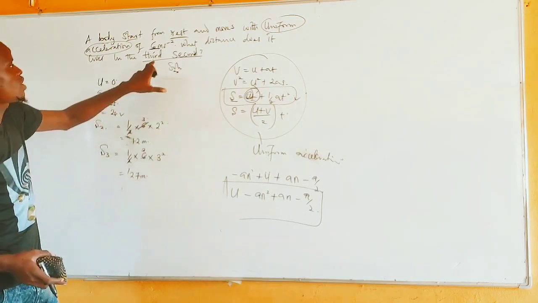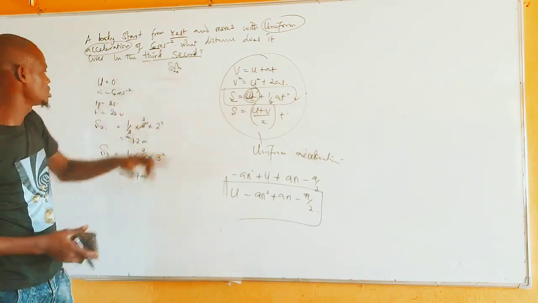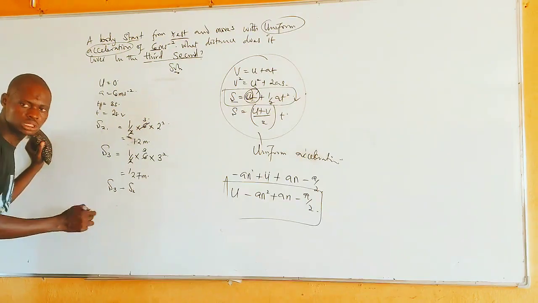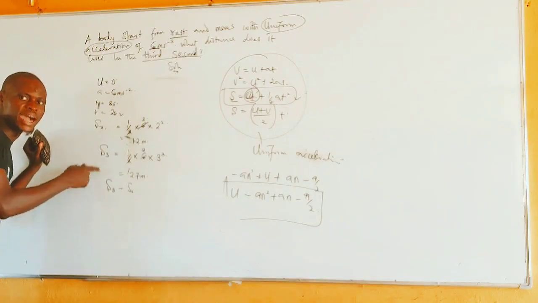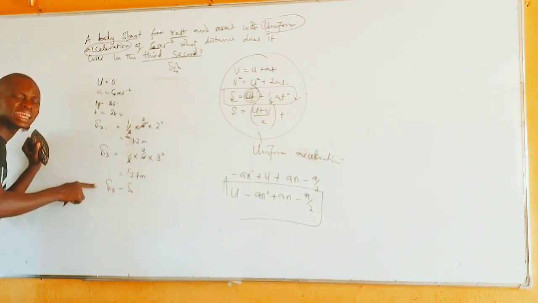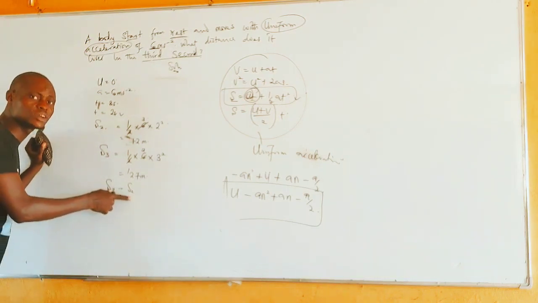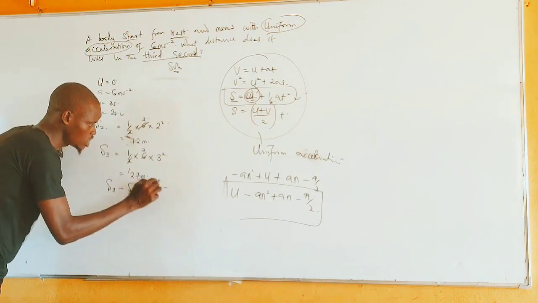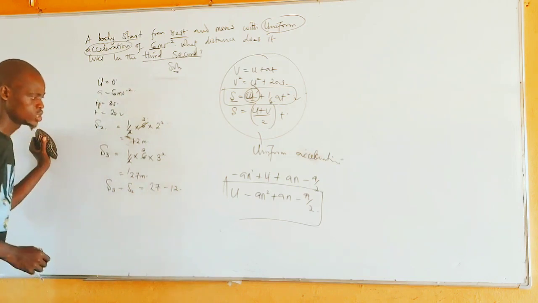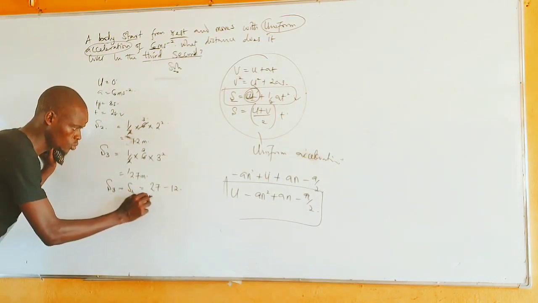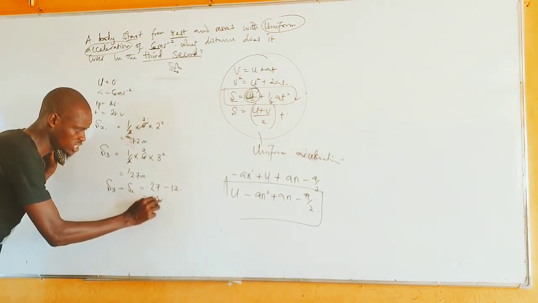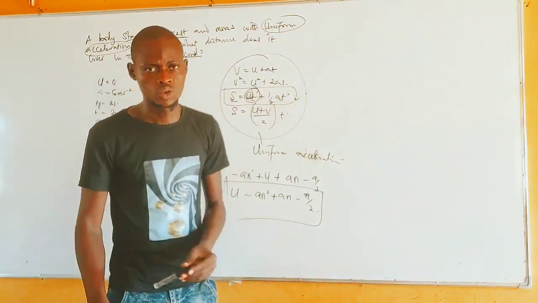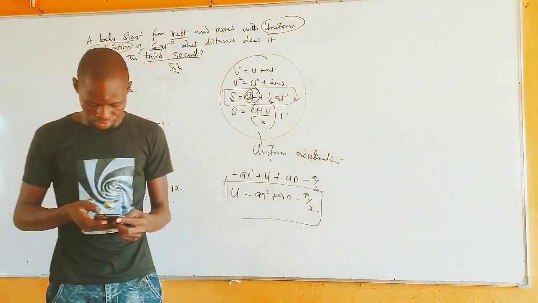Now the distance covered in the third second will be equal to s3 minus s2. Distance covered in the third second is the distance covered when the time taken is 3 minus when the time taken is 2. So I'll be having 27 minus 12 meters. So this should give rise to 15 meters. I'm sure you really understand. Any questions on this?